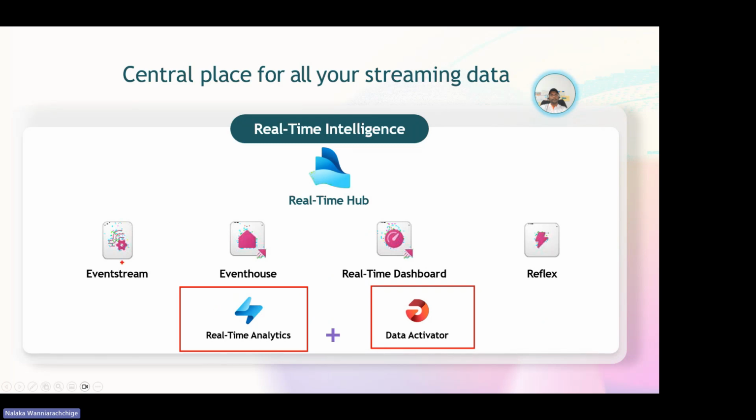So the real-time analytics is powered by event stream, event house, and real-time dashboard, and Data Activator is powered by the reflex. So you might ask, what are event stream and event house, those two. The event stream is the heart of the real-time intelligence, we can say, because event stream is kind of an interface that talks to the data sources, does some transformation, and then sends to the destination. That's a much simpler way to understand it.